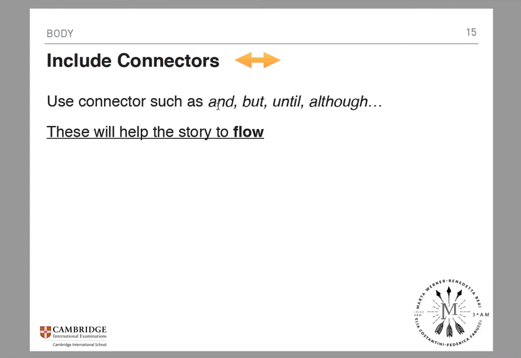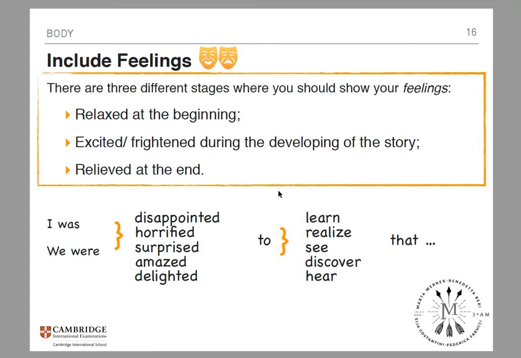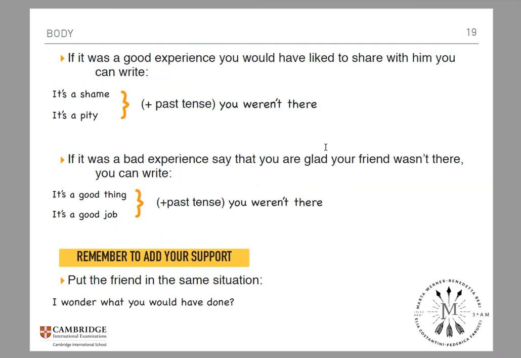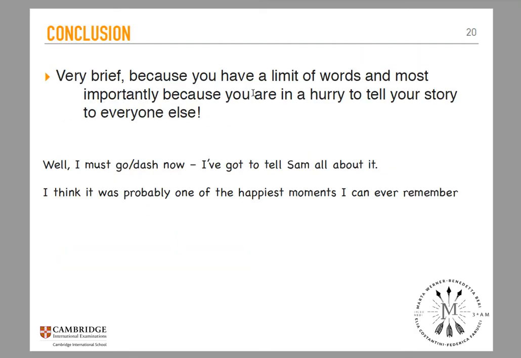Connectors, these are your conjunctions, coordinating conjunctions: and, but, until, although. All of those will help the story flow. Include feeling words, and sometimes you might even need to describe what those feelings are, and you'll see some of the examples below. Here's personalizing and supporting phrases, creating interest, all of these things. Again, be very brief. Not necessarily do you have a limit of length, but you want to make sure that you're focusing on the action, the lead up to the action, and the closing. You want to make sure that you've been able to tell the entire story.